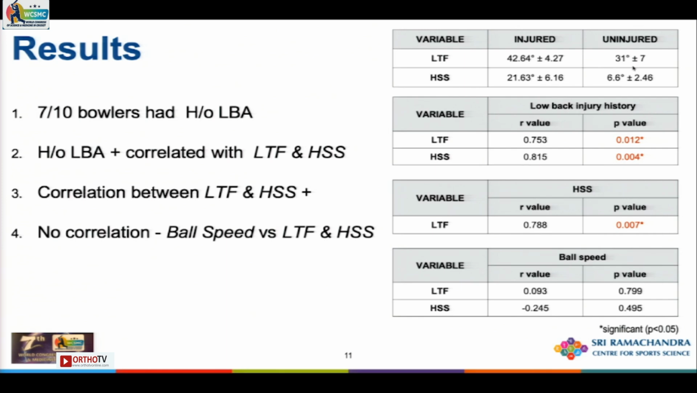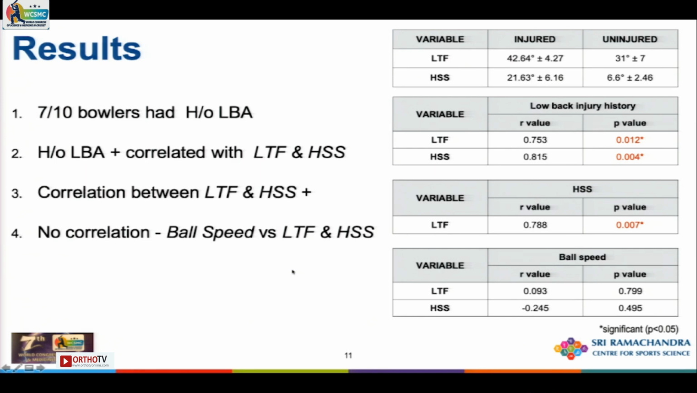As we can see, the lower back injury history here had a positive and significant correlation with this lateral trunk flexion and hip shoulder separation angle. And there is also a correlation between the lateral trunk flexion and the hip shoulder separation angle, and the correlation was also significant. And surprisingly, or not surprisingly, there was no correlation between ball speed and lateral trunk flexion or hip shoulder separation angle.